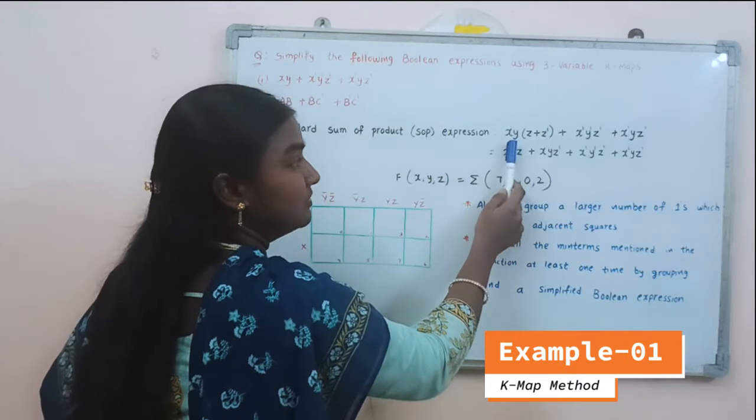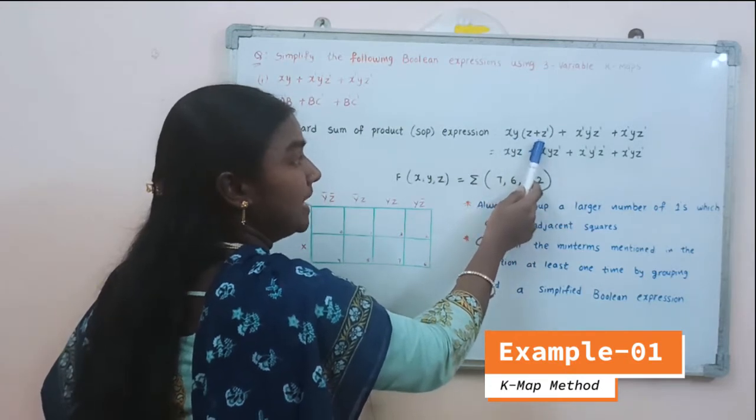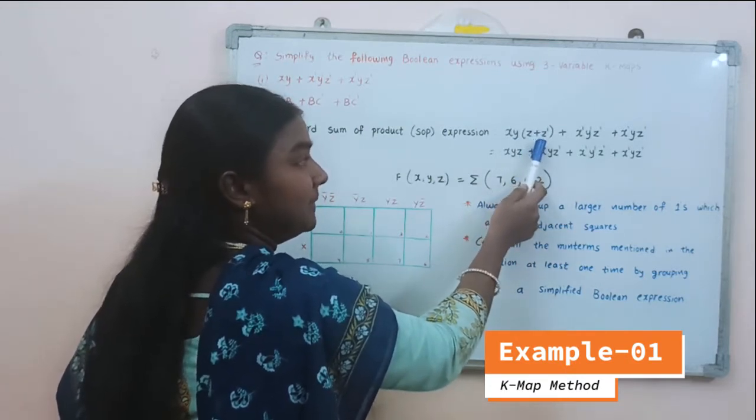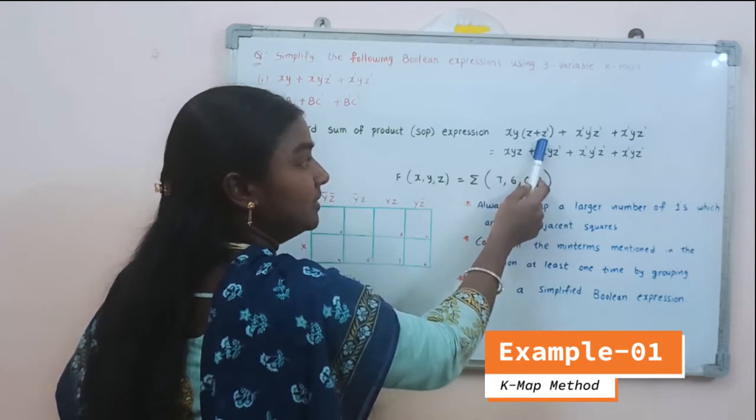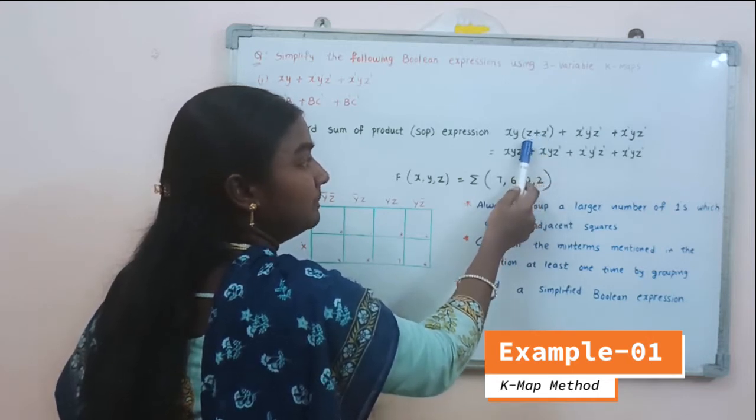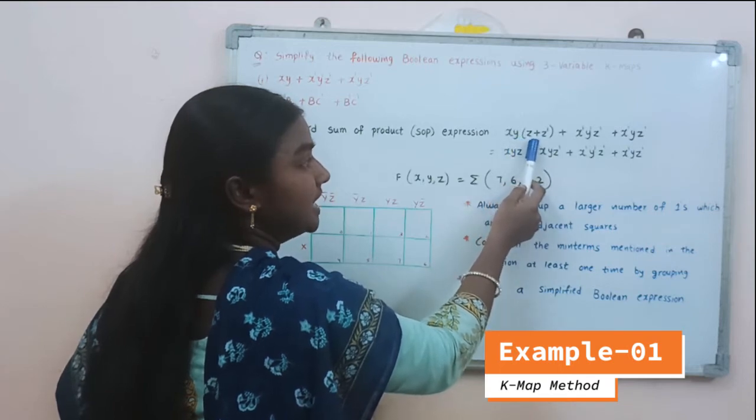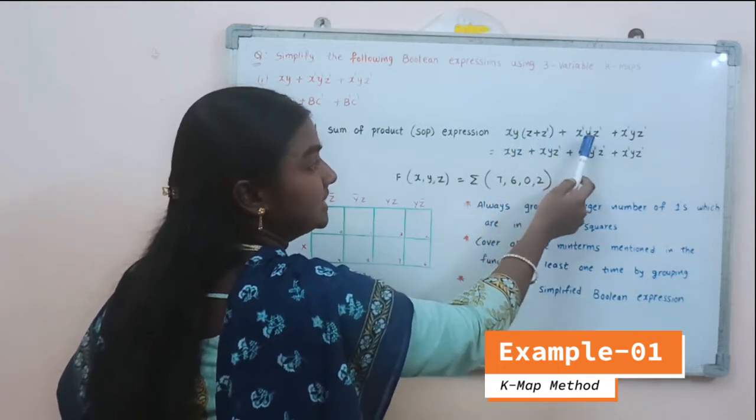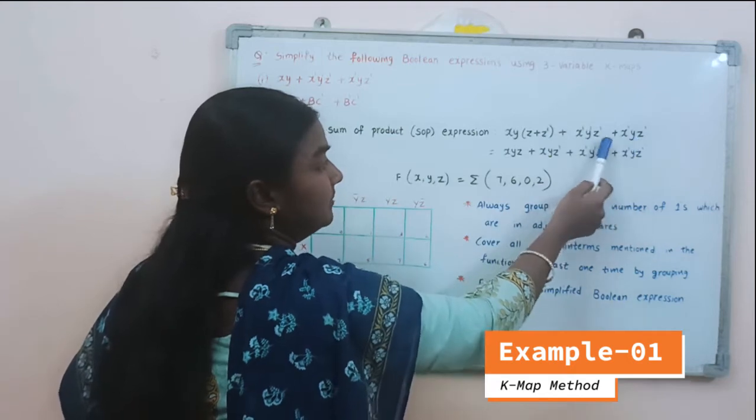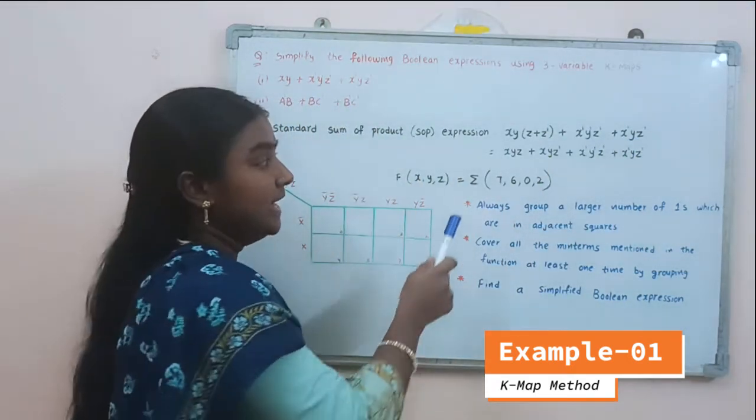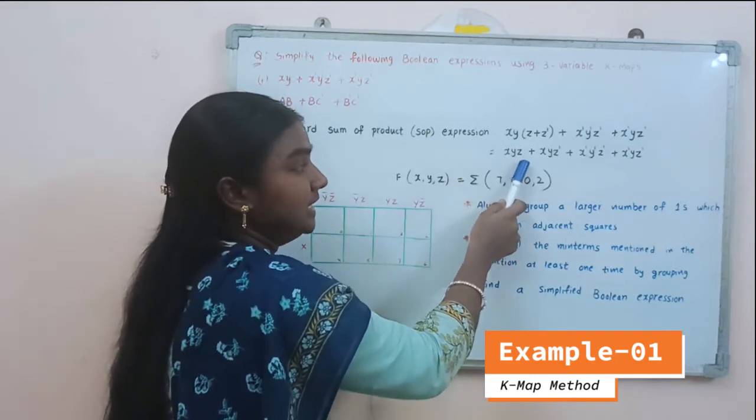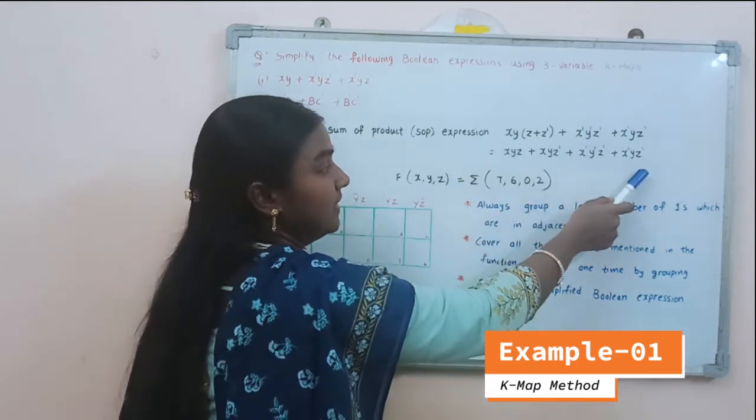For the first product term, we need to multiply by whatever variable is missing here. By considering that variable, we multiply x and y with z plus z bar. The second and third product terms we write as they are given in this example. And after simplification, these are the minterms we find here.